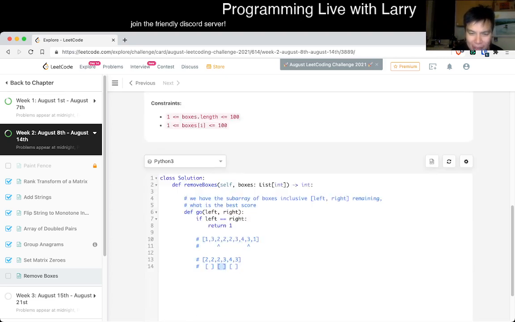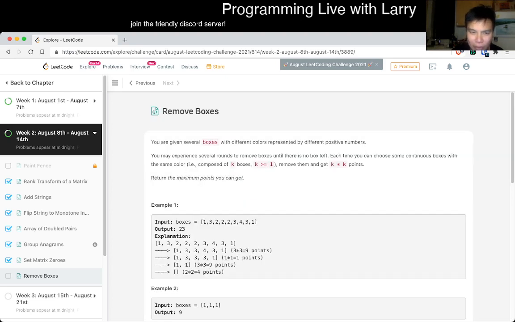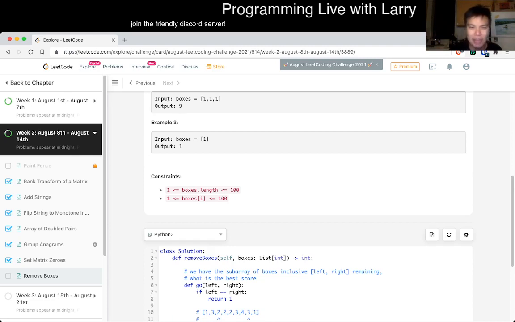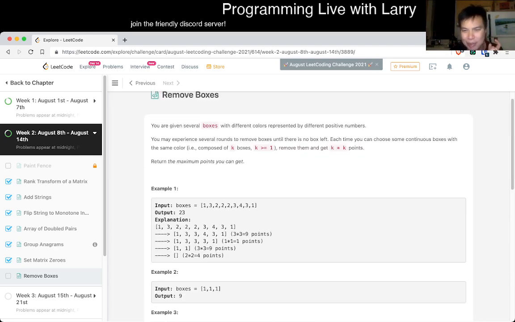Actually, I don't know if this is a valid removal, because I don't know if you're forced to remove all the boxes of the same color, or you can kind of separate them out. It doesn't actually matter in this case because of k times k point scoring, because the scoring is quadratic.